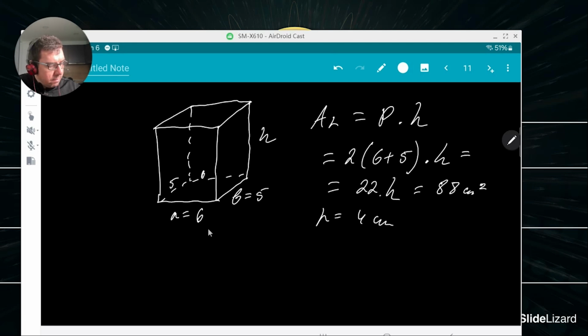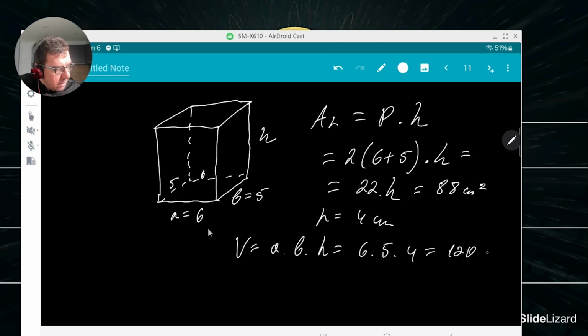And then to find the volume, V is A times B times H. So 6 times 5 times 4, which is 120 centimeters cubed. In order to convert that into liters or decimeters cubed, I just divide by 100. So this is going to equal 1.2 liters. All right, and that's the answer.